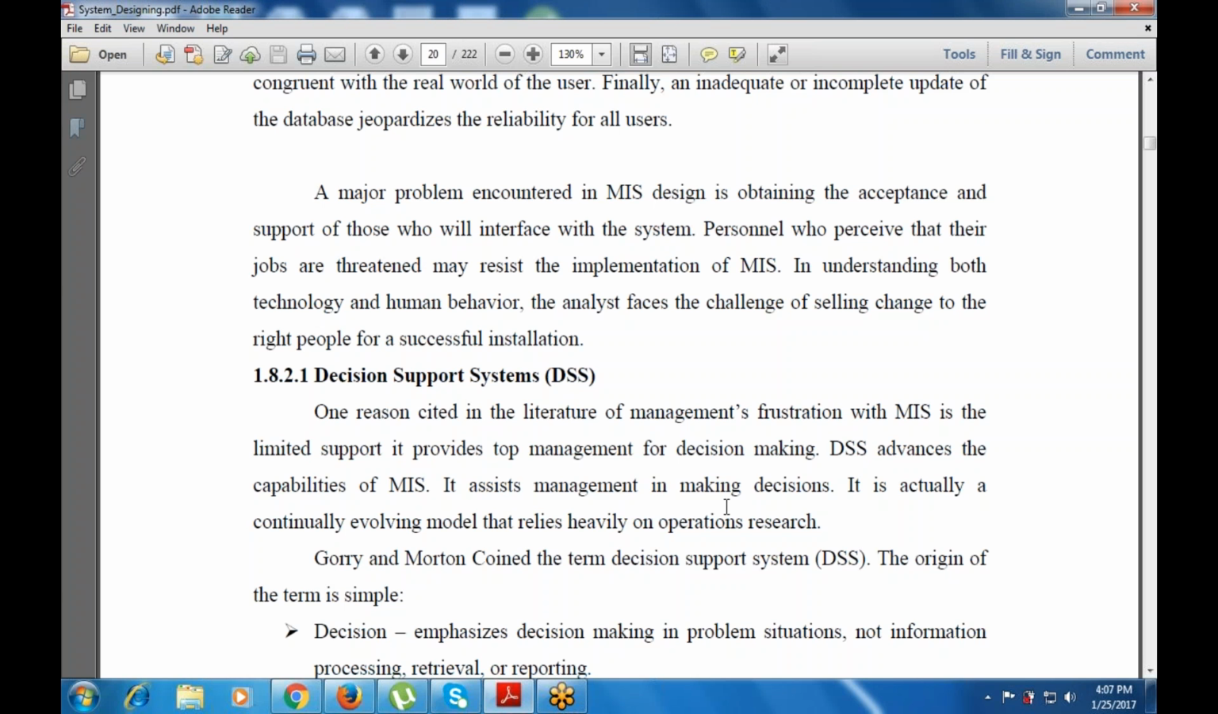So this DSS also advances the capability of MIS, that is the Management Information System, and it also assists the management in making the decision. That is actually a continually evolving model that relies on operations research.